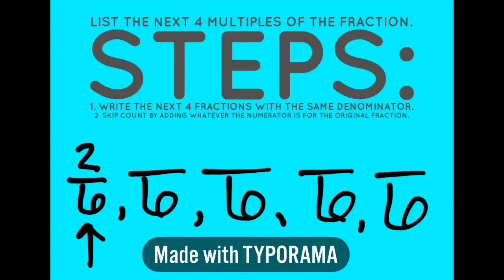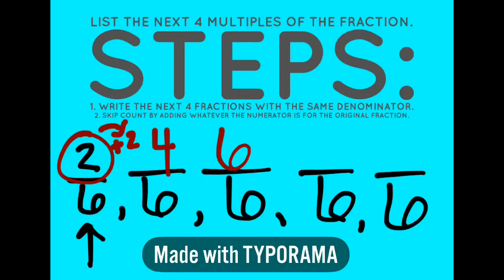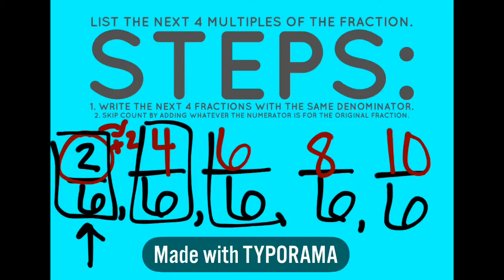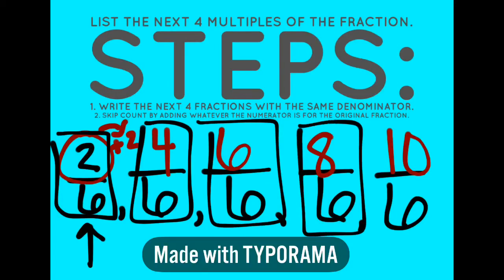Step number 2 says, skip count by adding whatever the numerator is for the original fraction. As you can see here, our numerator is 2, so each time we're going to add 2. So 2 plus 2 is 4. 4 plus 2 is 6. 6 plus 2 is 8. And 8 plus 2 is 10. So our next four multiples of our original fraction, 2/6, are 4/6, 6/6, 8/6, and 10/6.